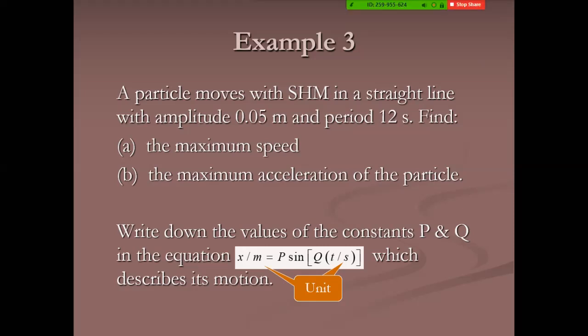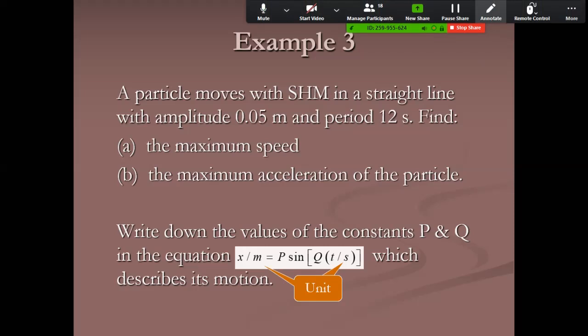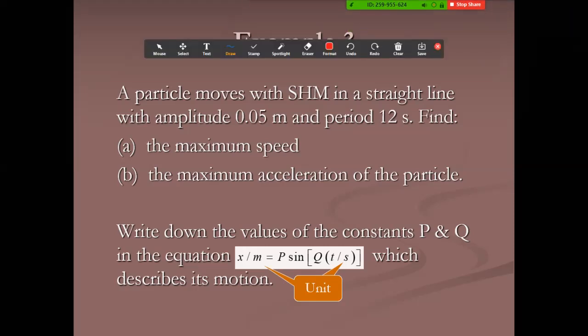Okay, so you understand the question. A particle moves in SHM in a straight line with an amplitude of 0.05. So this is your x naught. And the period is 12 seconds, so the period is given. Once you know the period, you can work out your frequency and your omega already. So find the maximum speed.